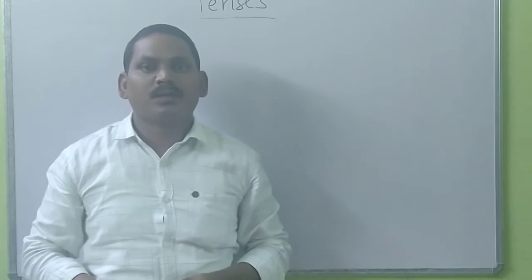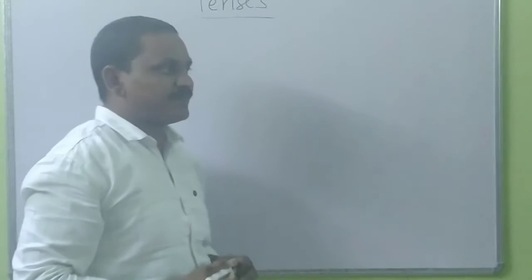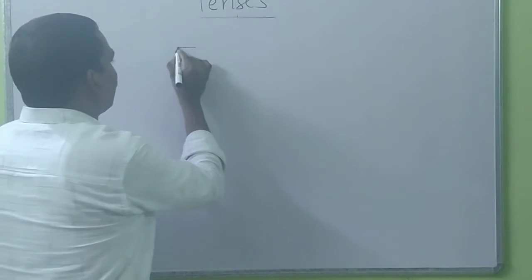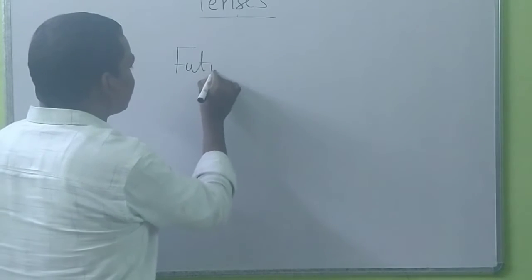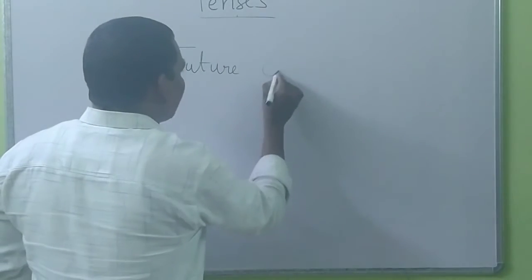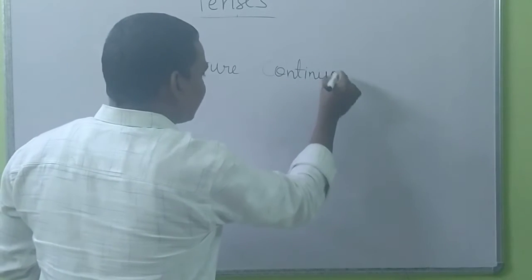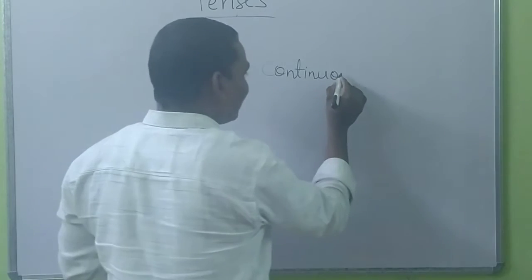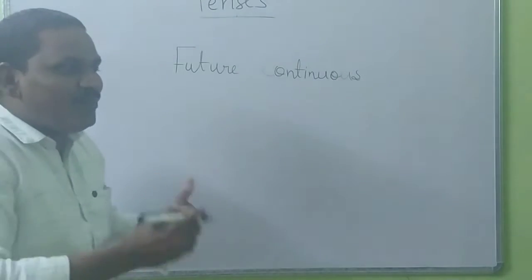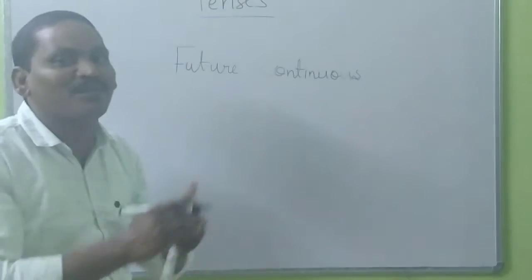Next, about future continuous tense. We say this future continuous is nothing but present continuous means what is going on at present now. Past continuous means what was going on yesterday or in the past at a particular time. So what will be going on tomorrow or in the future at a particular time.